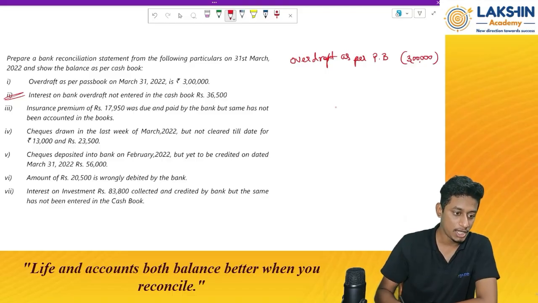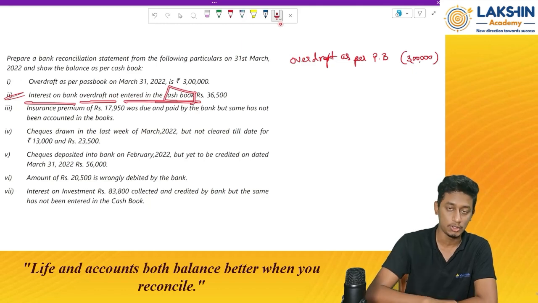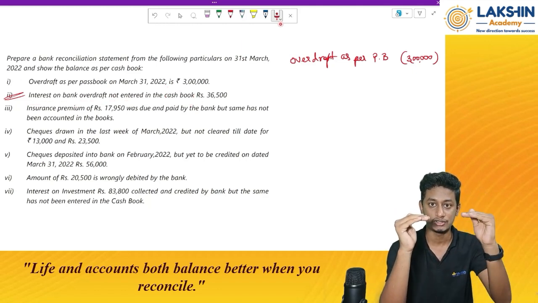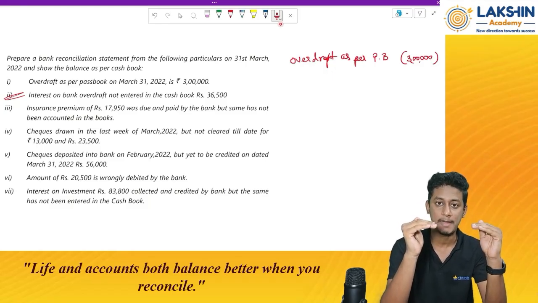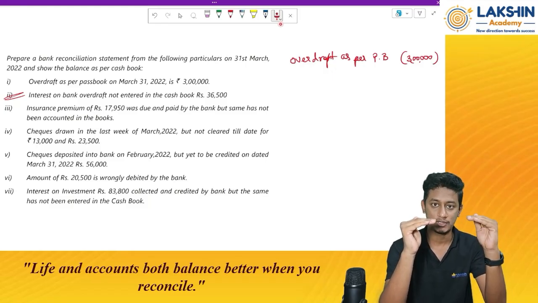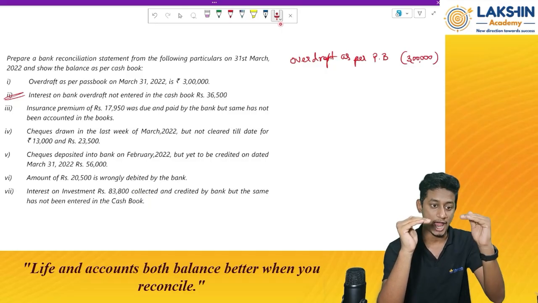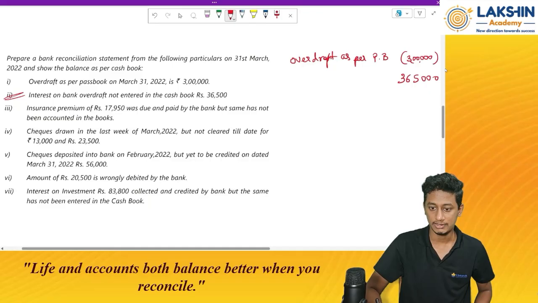Then first one, interest on bank overdraft not entered in the cash book. So in cash book I have not entered. So cash book will remain the same, but in passbook the entry has been made. It was interest deducted for the bank overdraft. I have overdrawn some money and bank is charging me interest on that. So therefore the passbook balance will reduce, but the cash book balance will remain the same. So therefore I can move only my passbook. So add to make it equal. So first one will be the add, 36,500. Yes.